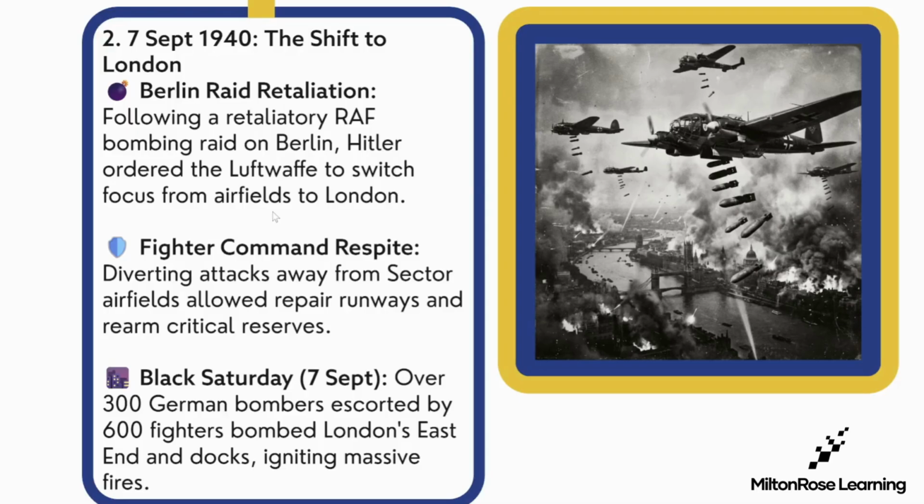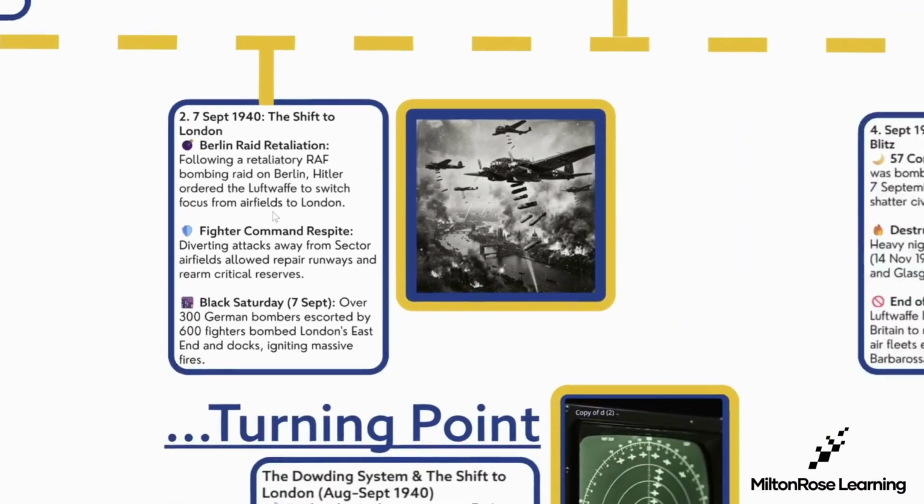Black Sunday was 7th of September, so over 300 German bombers escorted by 600 fighters, that's a big raid, bombed London's East End and docks, and it ignited massive fires. You can see in the image there, that's kind of what it was like. It was pretty tough, to be honest, on Black Saturday.